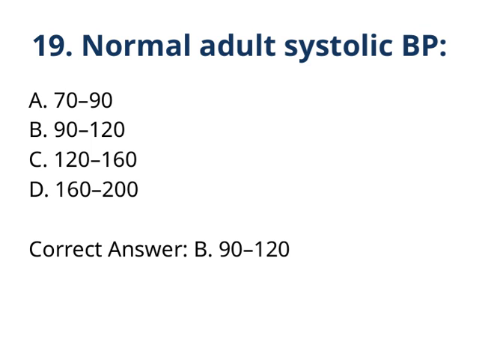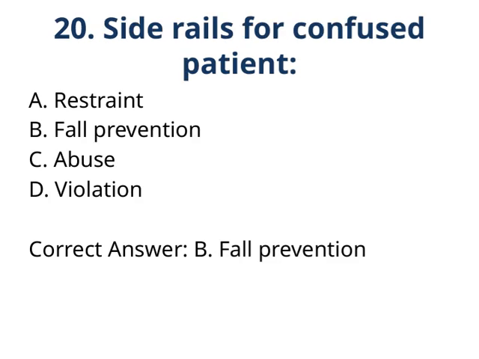If it's consistently above this range, it could indicate hypertension, which increases the risk for heart disease and stroke. On the other hand, if it's too low, it might suggest other health issues that need attention. So, understanding and monitoring this range helps us keep our hearts and blood vessels healthy over the long term. When it comes to side rails for confused patients, it's important to understand the different options and their implications.